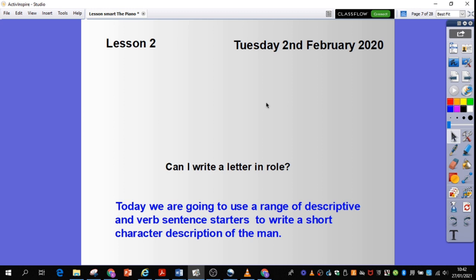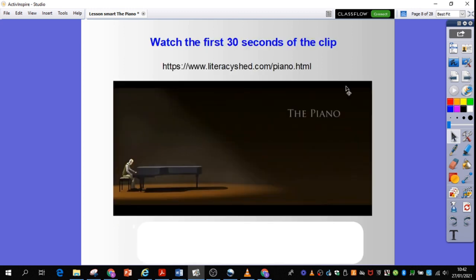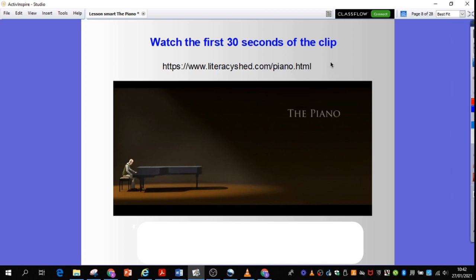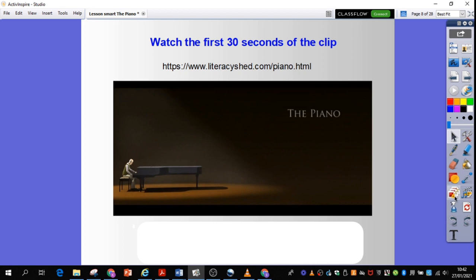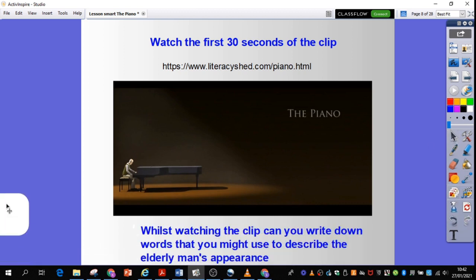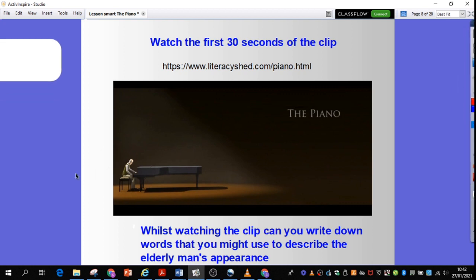clip. So, Year 6, what I would like you to do now is, if you haven't already done it, pull up the link for the piano. And I want you to watch the first 30 seconds of the clip. Now you may have to re-watch this several times because there's a lot of things that you can get out of this first clip, and when you're watching it I want you to start to write down words and phrases that you might use to describe the elderly man's appearance.